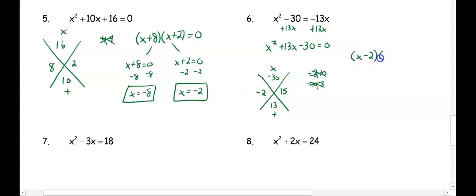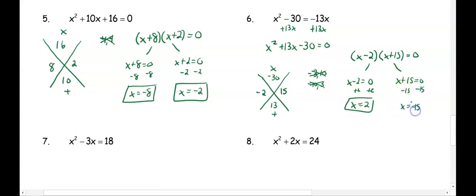So we have x minus 2 and x plus 15 equals 0. Each set of parentheses gets set equal to 0. So we can add 2 on both sides, x equals 2. We can subtract 15 on both sides, so x equals negative 15.